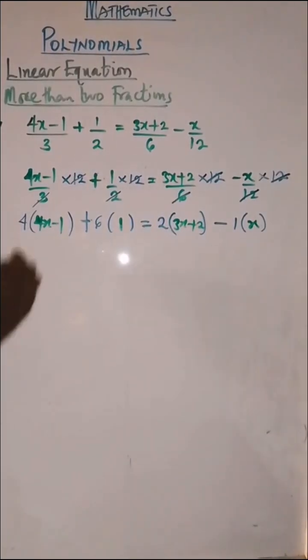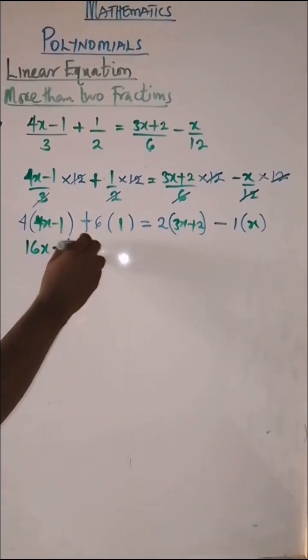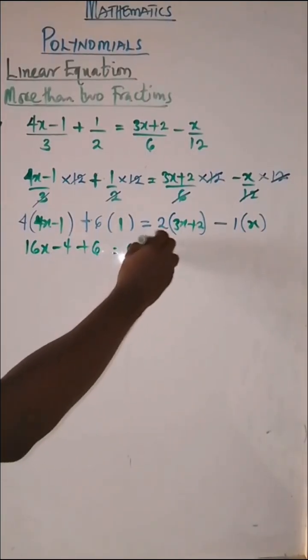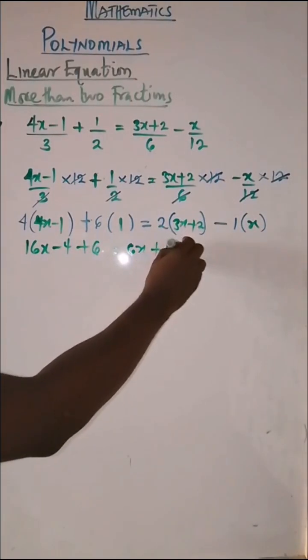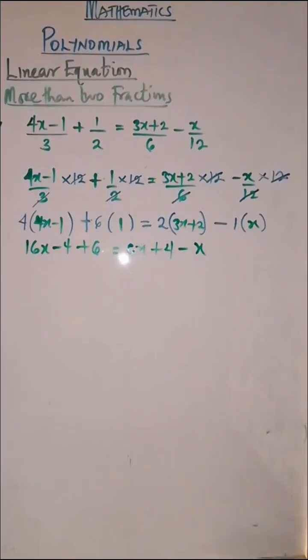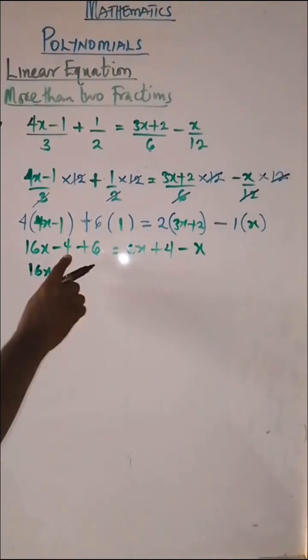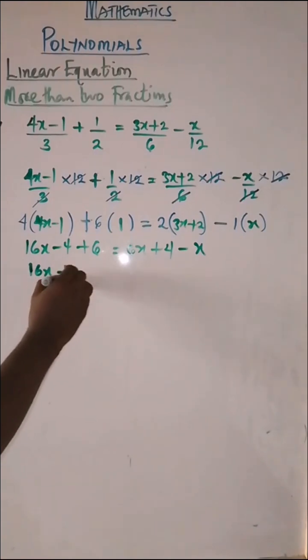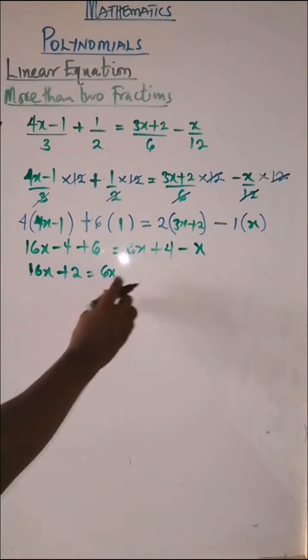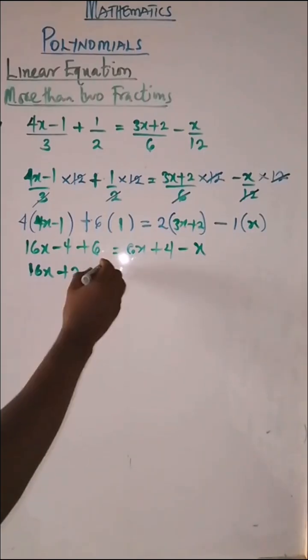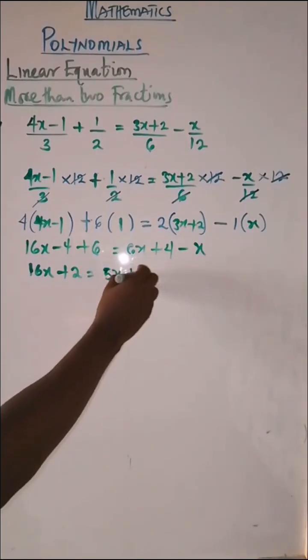So now 4 times 4 is 16. So I have 16x. 4 times minus 1 is minus 4. 6 times 1 is 6. Equals to 2 times 3x is 6x. 2 times 2 is 4. Then I have minus 1 times x, minus x. So from here, I can write this as 16x minus 4 plus 6, that's 2, equals to 6x. Sorry, 6x minus x is 5x, plus 4.